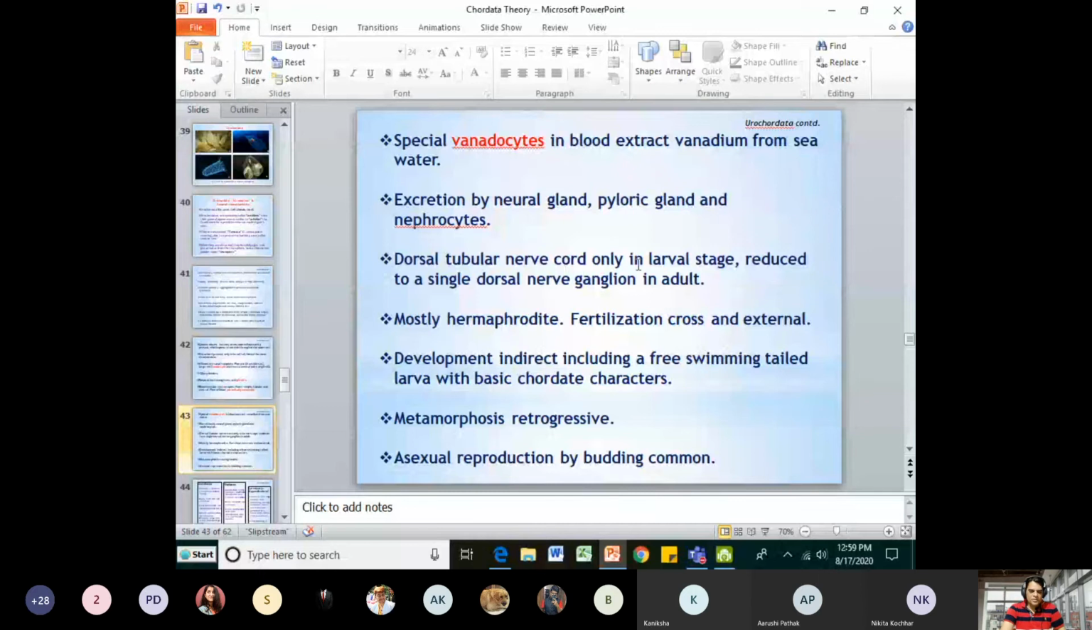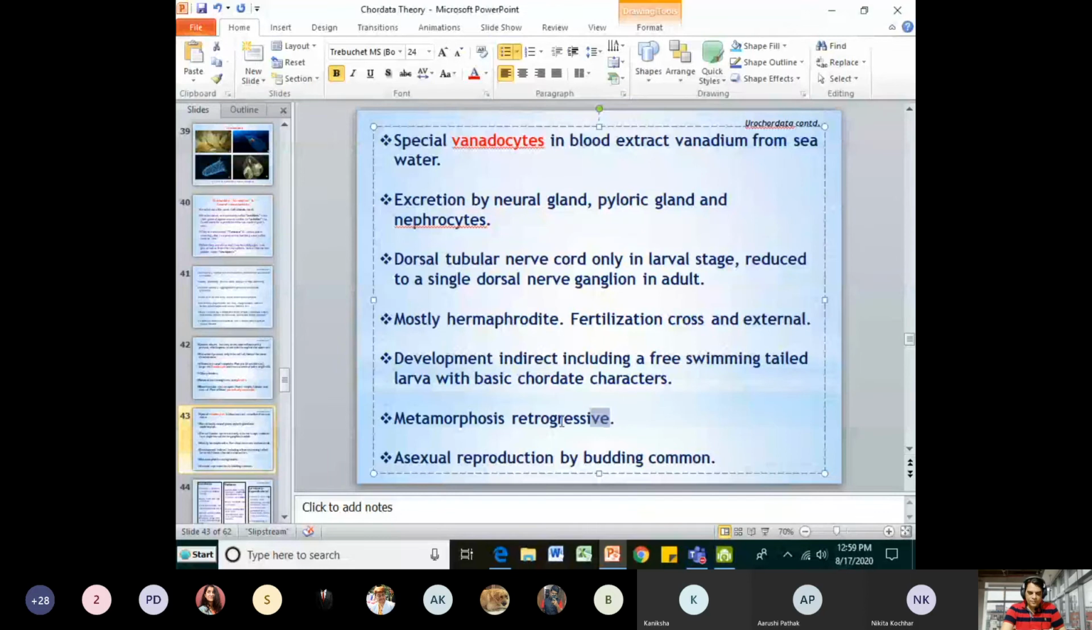Then dorsal tubular nerve cord only in larval stage, reduced to single dorsal nerve ganglia in adult. Most hermaphroditic, fertilization cross and external, development indirect, including a free swimming tailed larva with basic chordate characteristics. Metamorphosis retrogressive, and then asexual reproduction by budding is common.